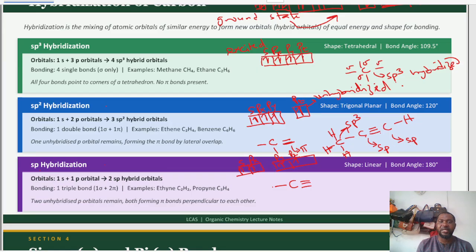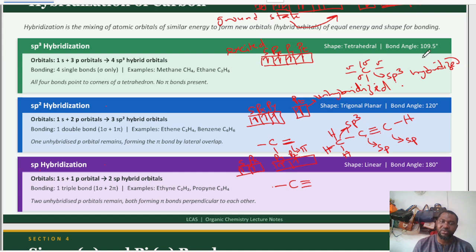I also want to say that hybridization can help to give the shape of the compound, and that's exactly what we have here. For an sp3 hybridized carbon, usually the shape is tetrahedral and the bond angle is 109.5.